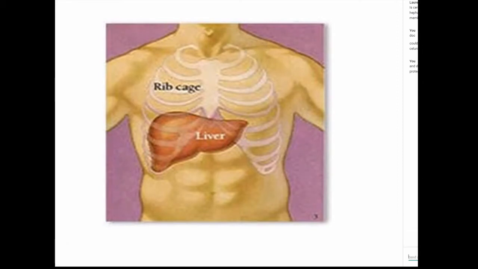The significance of the left lobe in the clinical setup is that it is the part of the liver that is first to be palpated when the liver is enlarged. So in hepatomegaly, the first part of the liver that can be palpated is the left lobe.